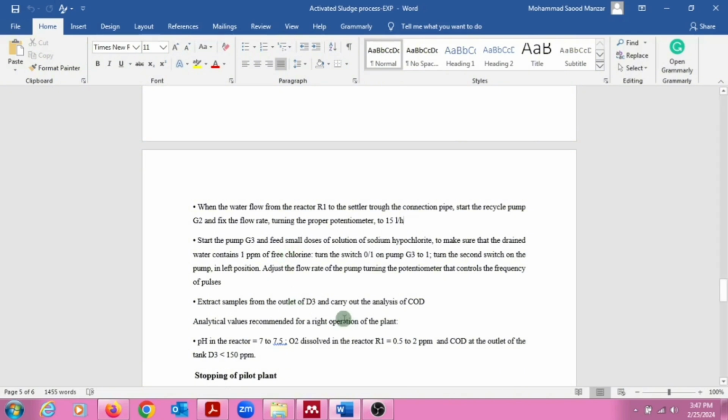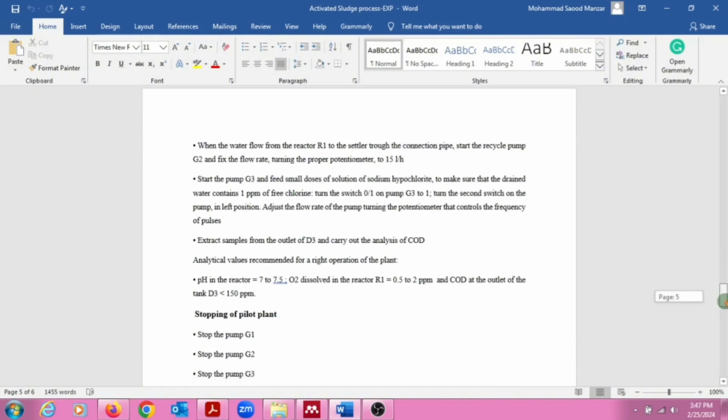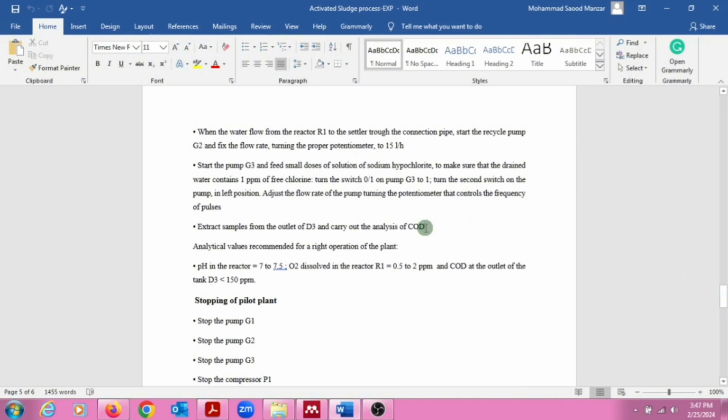It should be 0 for close and 1 for switching on, and we can also adjust the flow rate from 0 to 1. Then we extract the sample from the outlet of D3 and carry out the analysis of COD or BOD. These are the values recommended for right operation of the plant. The pH in the reactor should be around 7 to 7.5, and O2, as I told you earlier, should be around 0.5 to 2. The COD at the beginning is around 1000, and at the outlet it should be around 150 ppm.